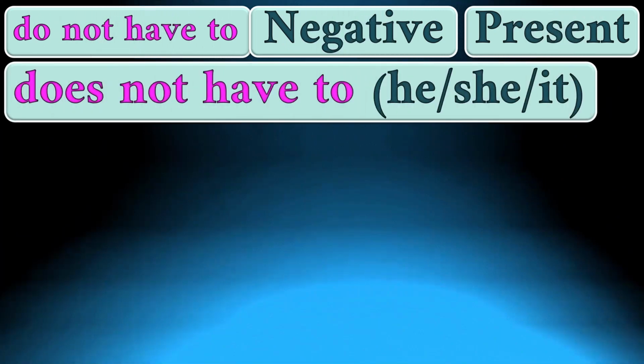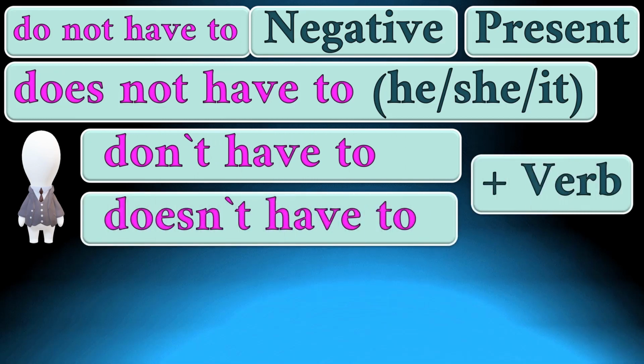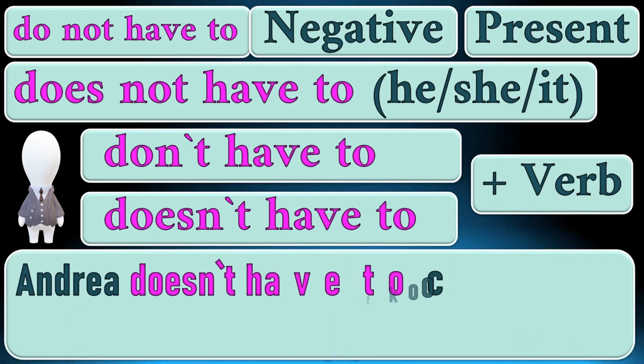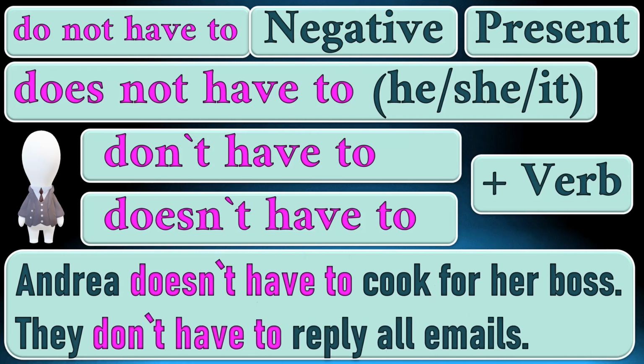Do not or does not have to are used to express lack of obligation in the present. They are often used as contractions. In a sentence, we start with a subject, then don't or doesn't have to plus a verb. Andrea doesn't have to cook for her boss. They don't have to reply to all emails.